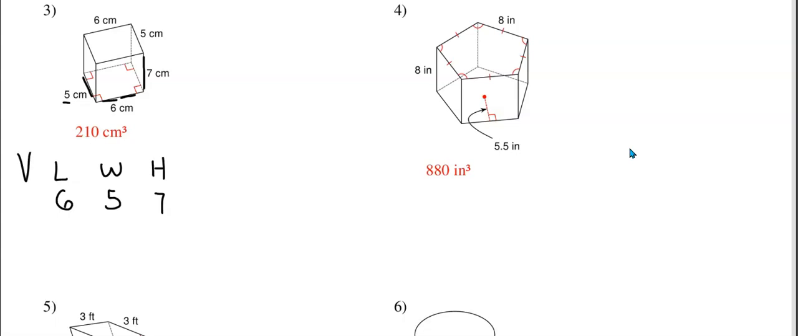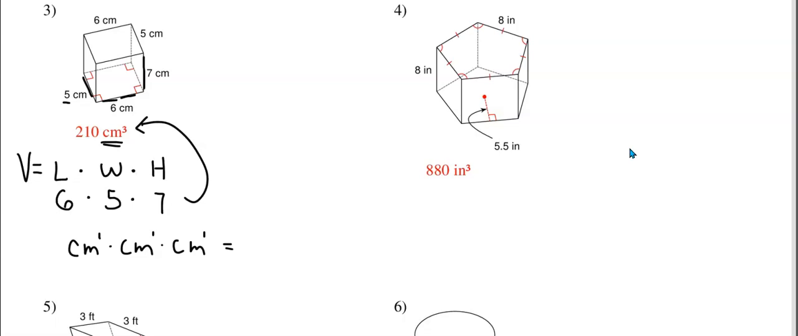For the volume of this rectangular prism, it's length times width times height. So simply multiply them, and don't forget your unit is centimeter cubed. Why? Because this is cm, this is cm, this is cm. Remember, each one has a power 1. Keep the base at the power, so your unit is cubed.